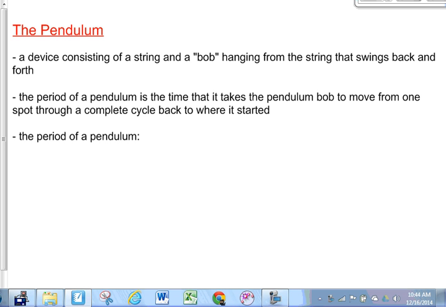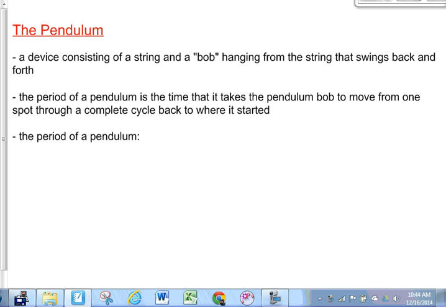Now, the period of the pendulum, we talked about this on Friday for sure, is the time that it takes not for the pendulum bob to go from one side to the other, which is what a lot of people think. The period of the pendulum is the time that it takes to go from one side to the other and then back again. One complete to and fro motion. One complete cycle so that it's back to where it began.